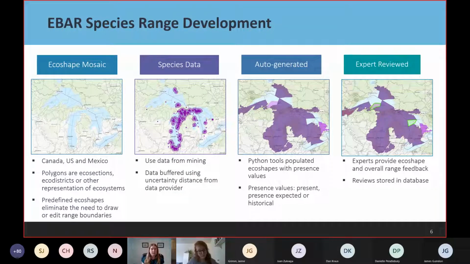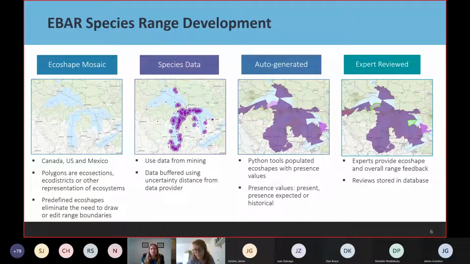So now that we have our base map, we add in the species data that I was talking about earlier. That comes from that large scale mining exercise that currently includes the 4.8 million species observations. All that information is buffered using the uncertainty distance from the data provider, because not all information is 100% spatially accurate. We then end up with our auto-generated range, which again uses Python tools to populate ecoshapes with one of three presence values. The options there are present, presence expected, or historical.